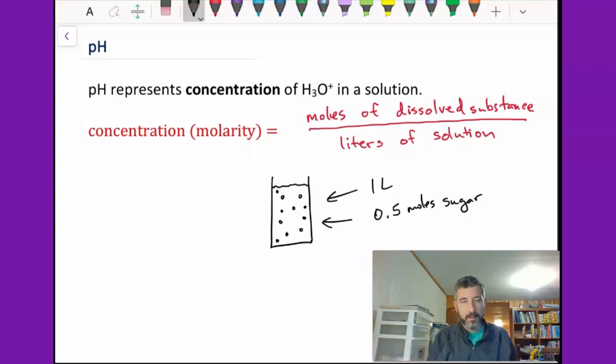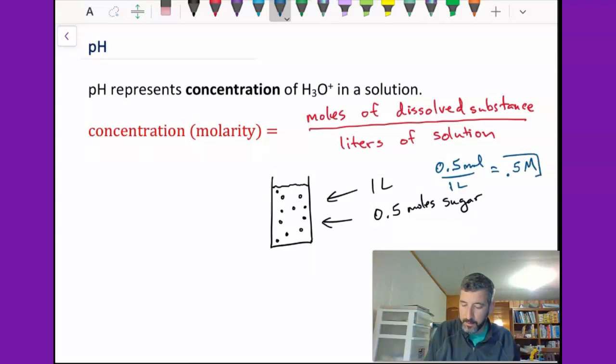Okay, so if I wanted to know what the molarity of this is, I simply take my moles of sugar, which in my example would be 0.5 moles, and I divide it by my volume of solution, which was 1 liter. And so, of course, 0.5 divided by 1 is 0.5, and I give it the symbol capital M, and that stands for molarity. Okay, so that's a simple explanation of concentration, but basically it's just how much stuff is crammed into a given volume.